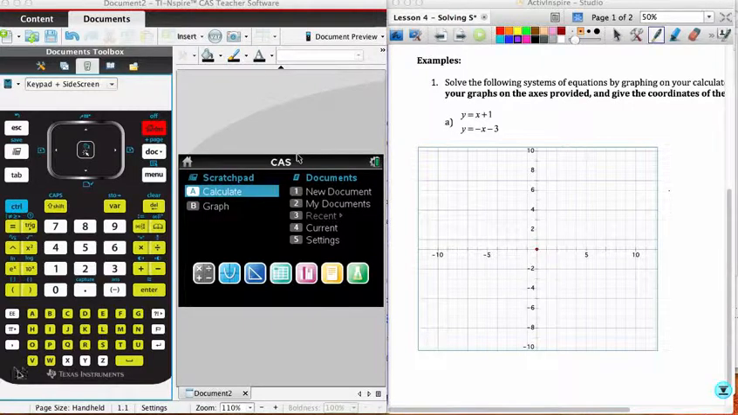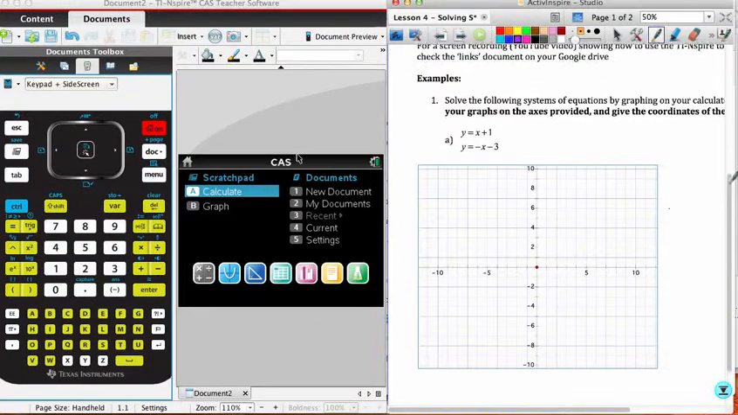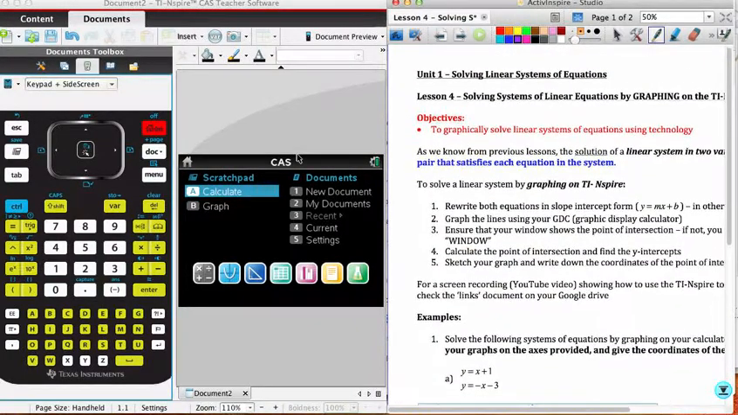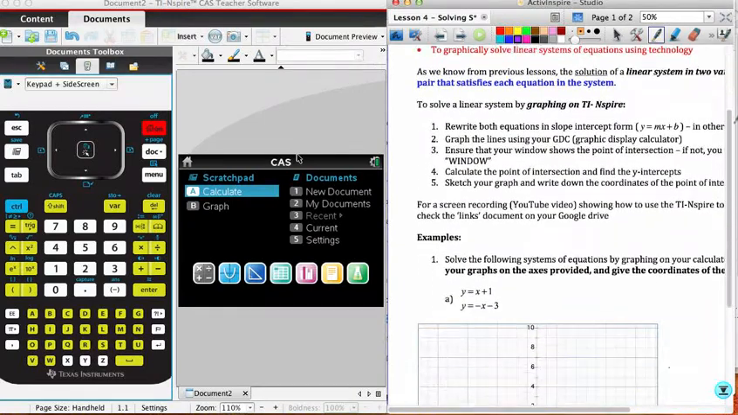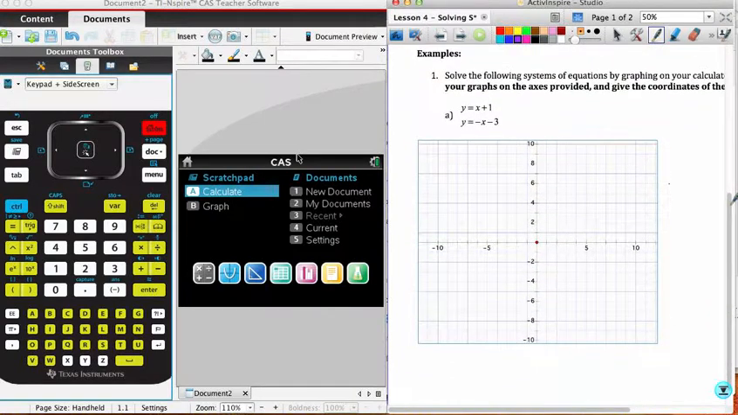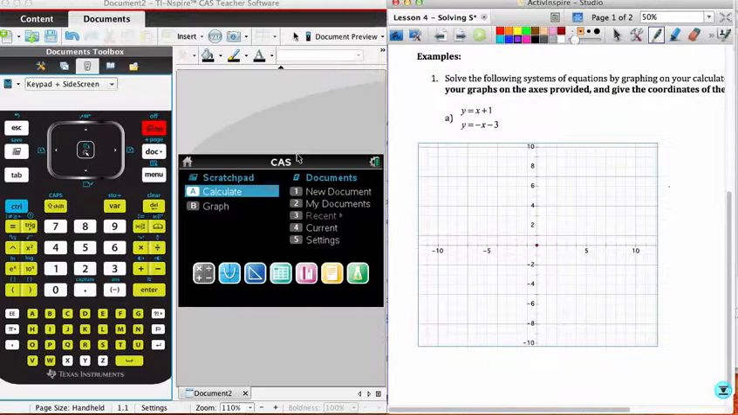Okay, so welcome to the lesson on how to use your TI-Nspire in order to solve a system of linear equations. And so we're going to jump right into it. What I have here on the right of the screen is the first of the examples from your note on solving linear systems using the TI-Nspire. And I'm going to go straight into showing you how to use the calculator in order to get a solution.